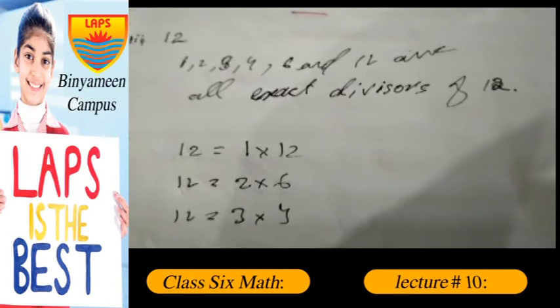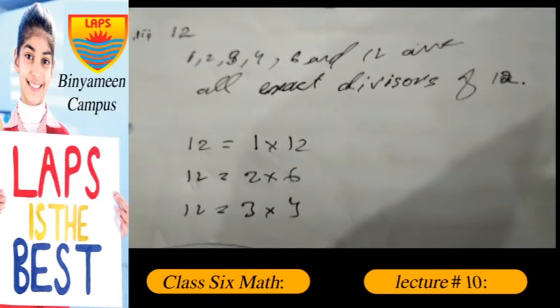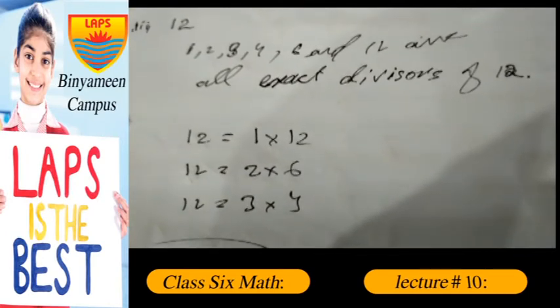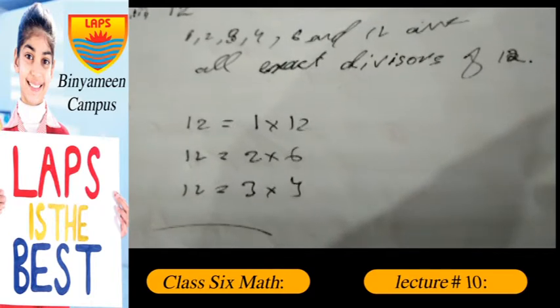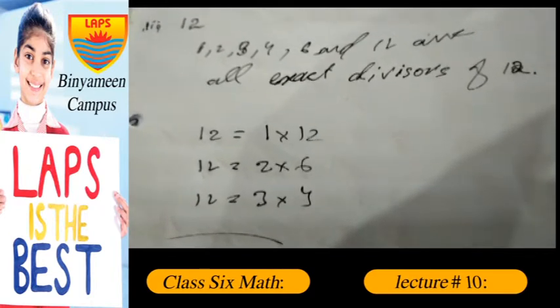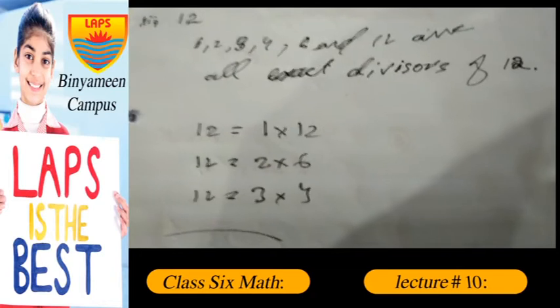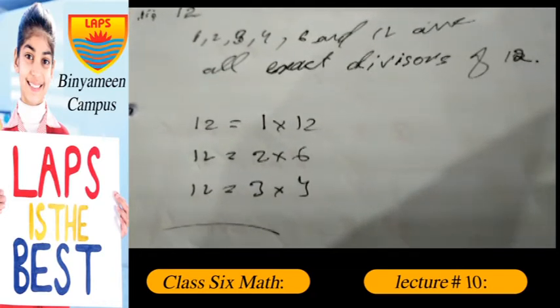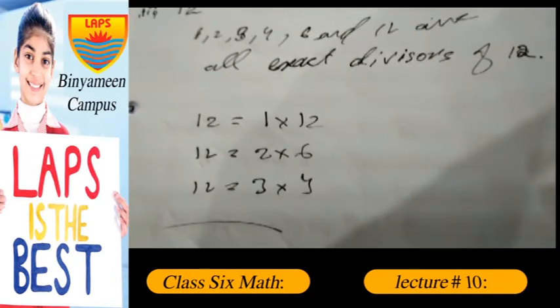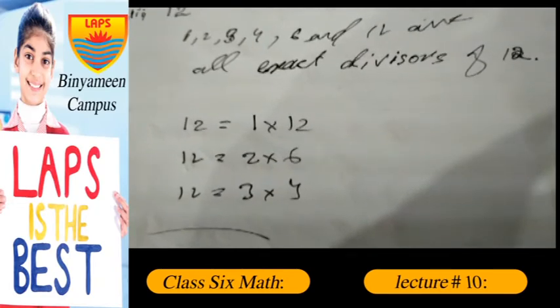Consider 12. 1, 2, 3, 4, 6 and 12 are all exact divisors of 12. 12 is a product of 1 and 12. 12 is a product of 2 and 6. 12 is a product of 3 and 4.